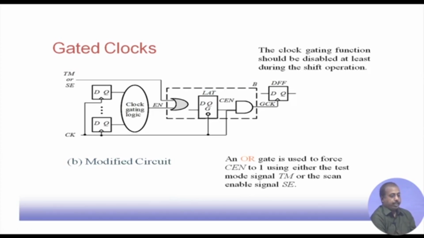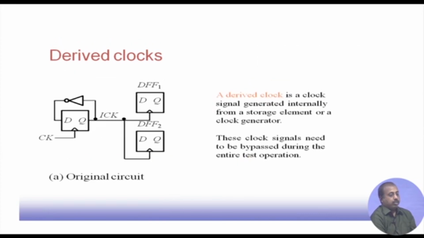So, that way the gated clock problem can be resolved. Sometimes we have got a derived clock. Derived clock means from one clock signal we derive some other clock signal internally. Like this, I have got one clock CK, and I have put an inverter and connected it to a D flip flop.